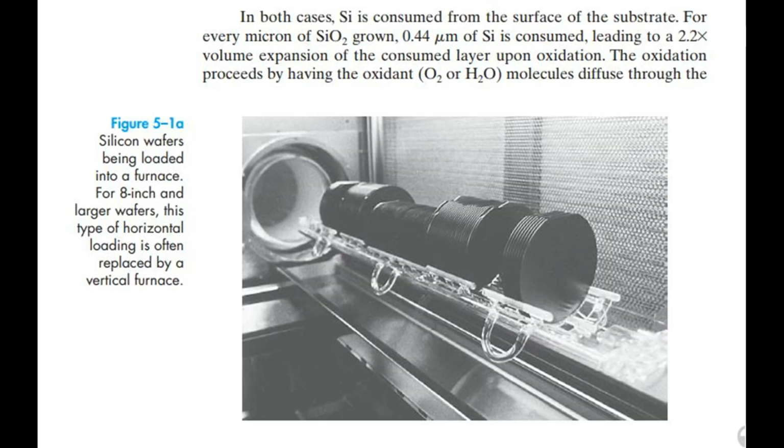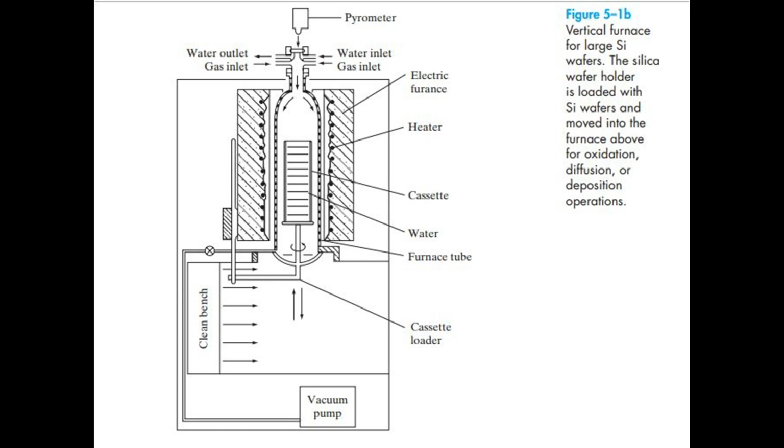Figure 5.1a: Silicon wafers being loaded into a furnace. For 8-inch and larger wafers, this type of horizontal loading is often replaced by a vertical furnace. Figure 5.1b: Vertical furnace for large silicon wafers. The silica wafer holder is loaded with silicon wafers and moved into the furnace above for oxidation, diffusion, or deposition operations. The oxidation proceeds by having the oxidant, oxygen or water, molecules diffuse through the already grown oxide to the silicon-silicon dioxide interface, where the above reactions take place.